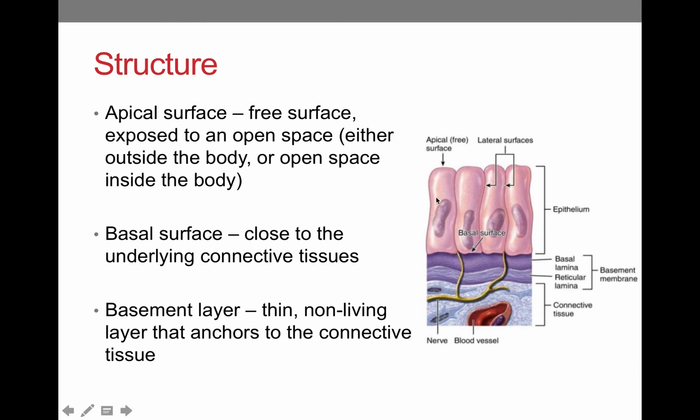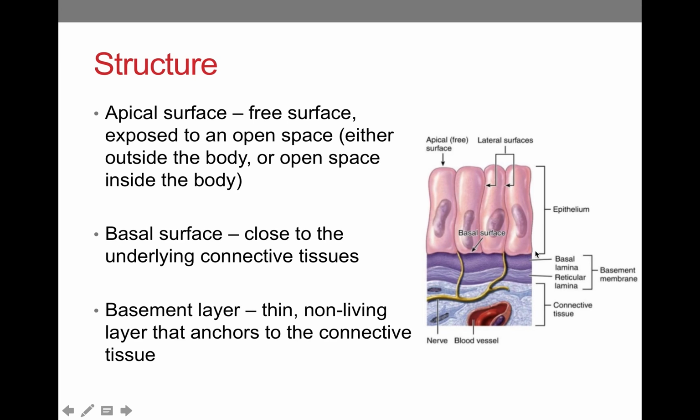So looking at the epithelium itself, it has three surfaces, I guess technically four sides, but two of them have the same name. So you have the apical surface or the free surface. This surface is going to be next to an open space. It might be the outside of the body, or it might be an open space within the body, like the inside of an organ. Then you have the basal surface.